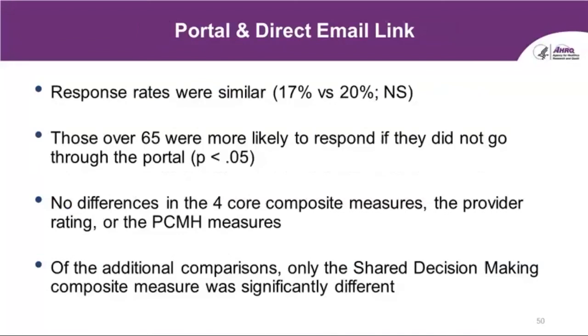When we compared the portal and direct email link, the response rates were similar. So if you may remember, I presented the response rates to mail and web. It was about 20%. The portal got about a 17%. Those over 65 were more likely to respond if they did not go through the portal. No differences in the composite measures, the provider rating, or the PCMH measures. That's between people who were approached through the portal and the direct email link. And of the additional comparisons, only the shared decision-making composite was significantly different.